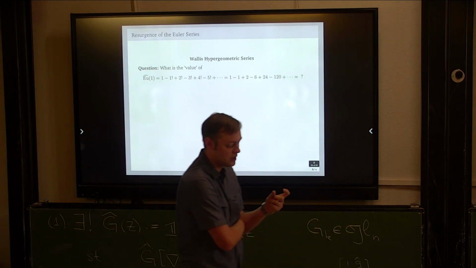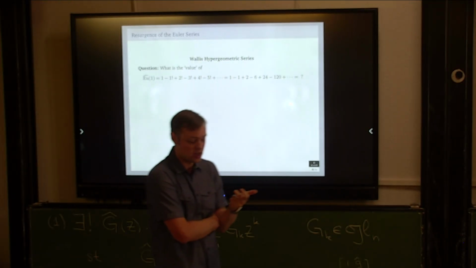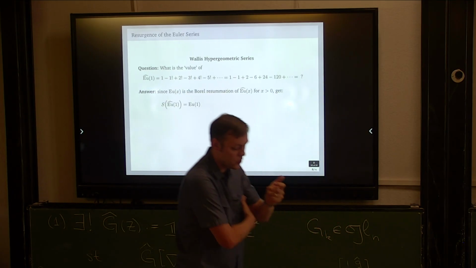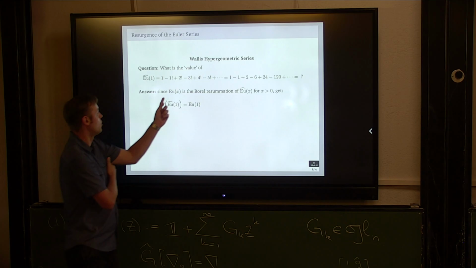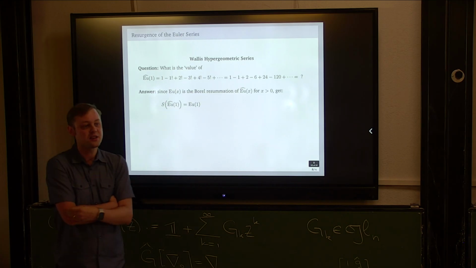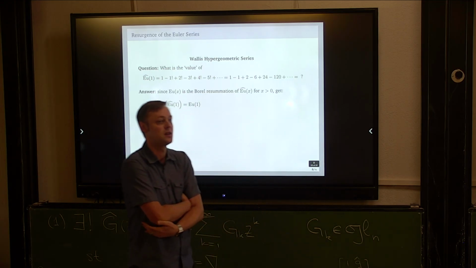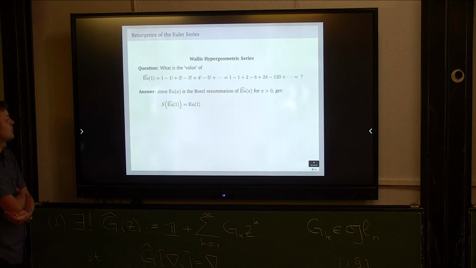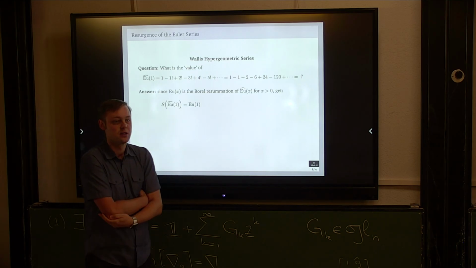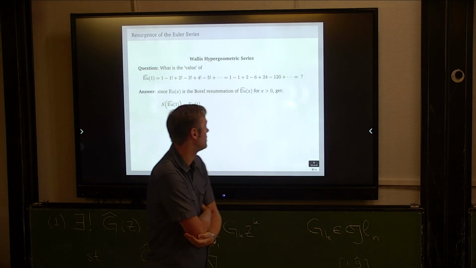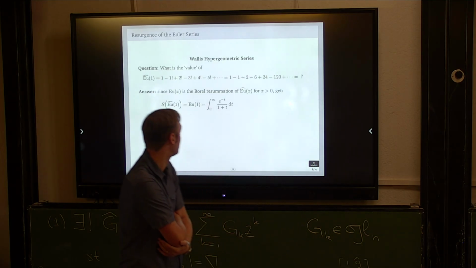We can say, well, the Euler series has a Borel resummation to a true analytic function, which is the Euler integral of x. And that analytic function makes perfect sense at x equal to 1. It's a perfectly well-defined function. And so we can evaluate the Euler integral at x equal to 1 and get an actual number. And that's what perhaps we should assign to the Euler series.